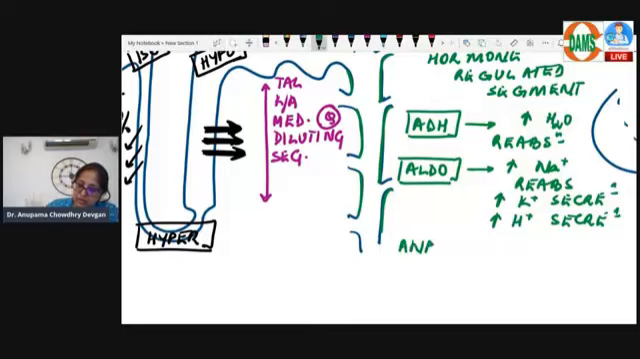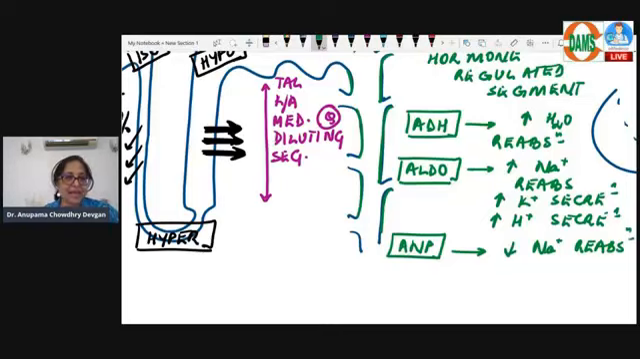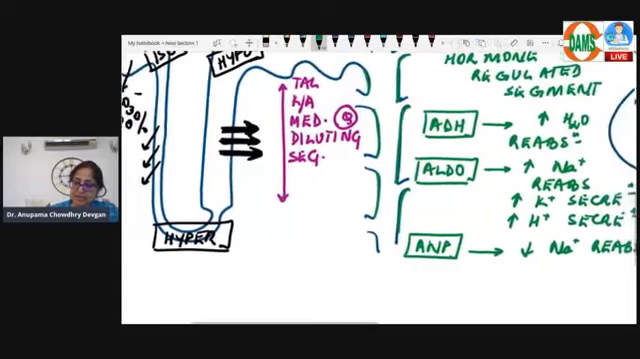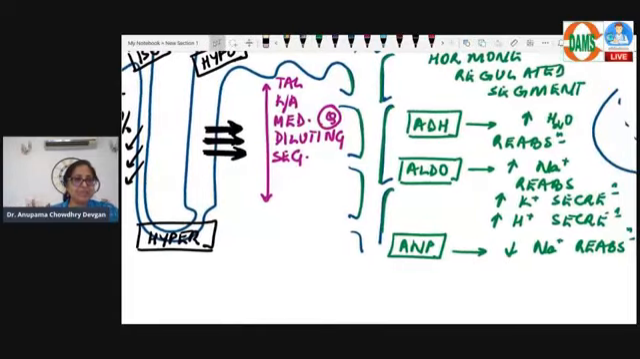Another hormone which acts over here is ANP. ANP will decrease the sodium reabsorption in the collecting duct. Atrial natriuretic peptide. DTS is descending thin segment. ATS is ascending thin segment. TAL is thick ascending limb.